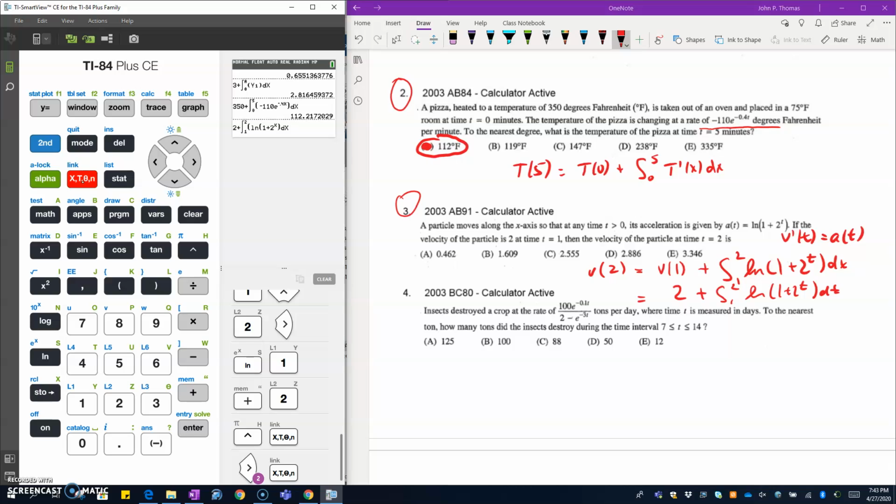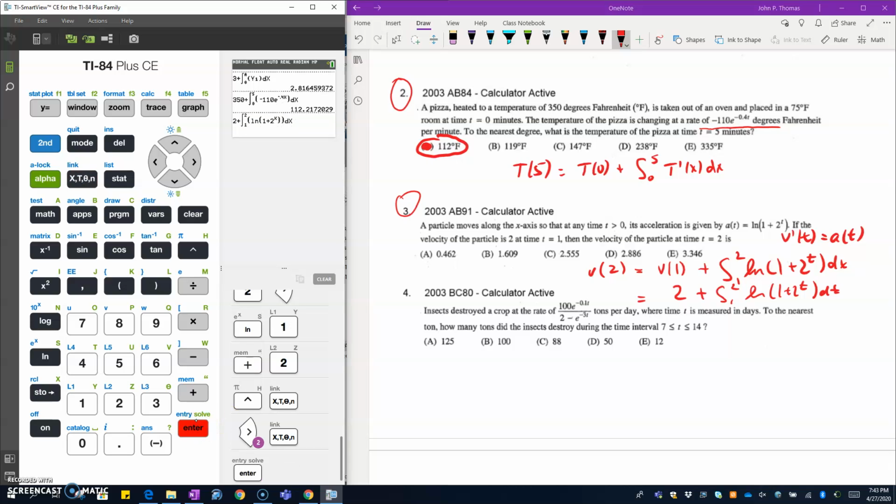Once we do that, we double check to make sure we have everything entered correctly. We'll hit enter, and we get 3.346, which is choice E. That would be our correct answer on this one.